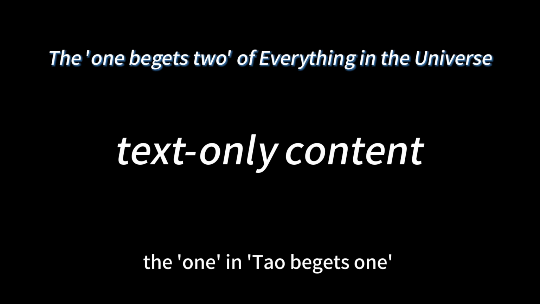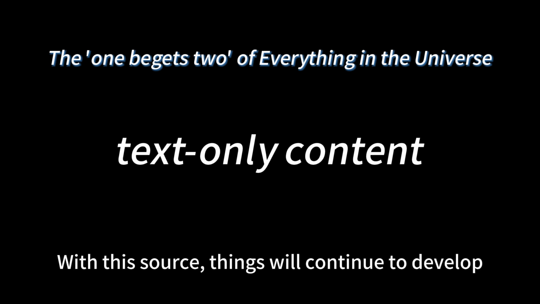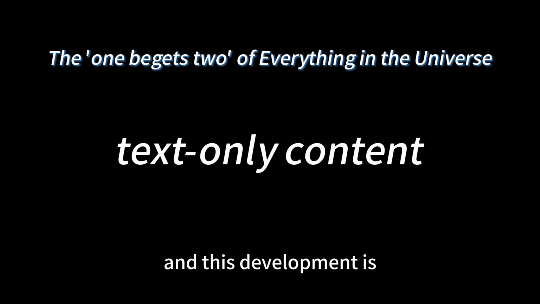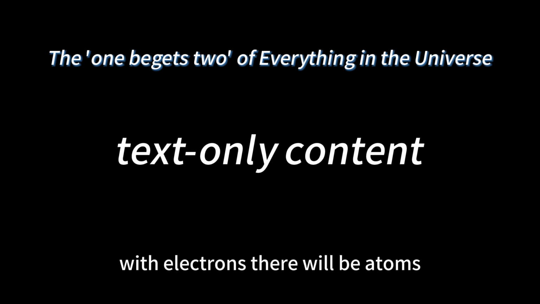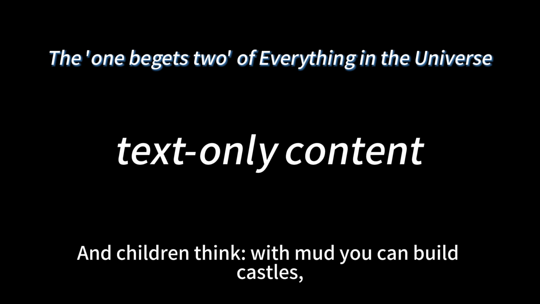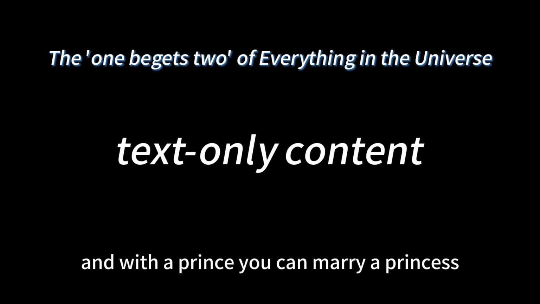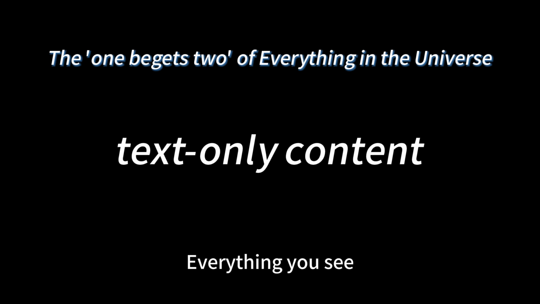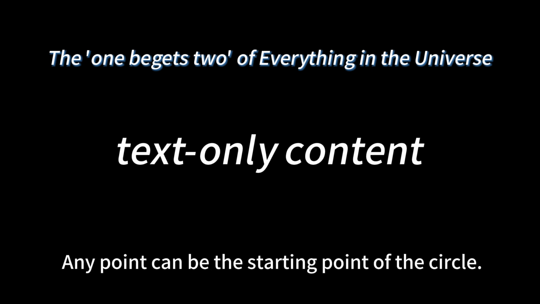That is to say, the 1 in Tao begets 1 represents the source from which things develop. With this source, things will continue to develop, and this development is 1 begets 2. For example, scientists think, with quantum, there will be electrons. With electrons there will be atoms. With atoms there will be everything in the world. And children think, with mud you can build castles. With castles you can be a prince. And with a prince you can marry a princess. In short, this source is everywhere. Everything you see, everything you point to, everything you think about is the source of the development of things. It's like a circle. Any point can be the starting point of the circle.